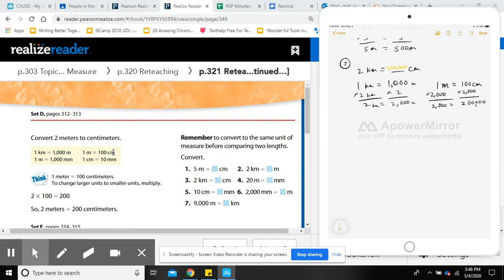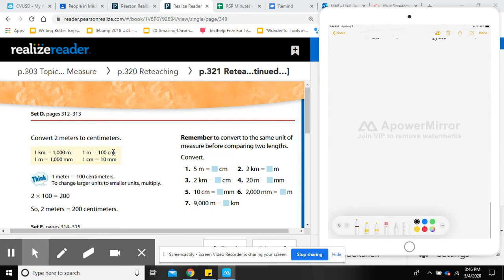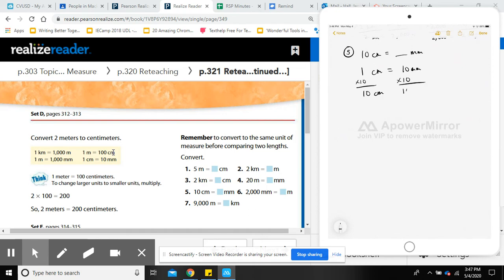Okay, so let's go on to number 5. This will be our last one for this set. 10 centimeters is equal to how many millimeters? Well, my chart says that 1 centimeter is equal to 10 millimeters. So if I times this by 10 to get 10 centimeters, I have to times this by 10 to get 100 millimeters. So my answer is 100 millimeters.